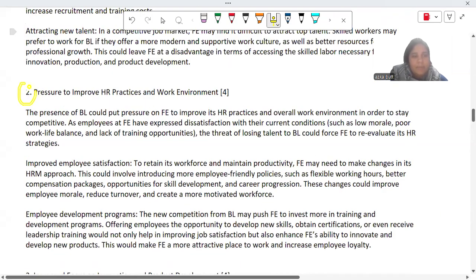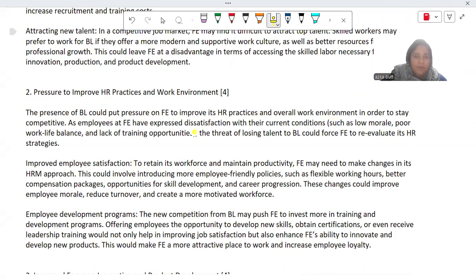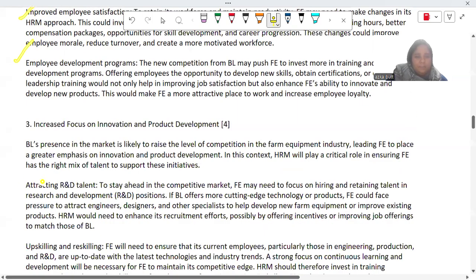The second one is that there is pressure to improve HR practices and the work environment. The presence of BL could put pressure on FE to improve its HR practices and overall work environment in order to stay competitive. As employees at FE have expressed dissatisfaction with their current conditions, such as low morale, poor work-life balance, and lack of training opportunities, the threat of losing talent to BL could force FE to reevaluate its HR strategies. Okay, and you can just use maybe this one or this one.